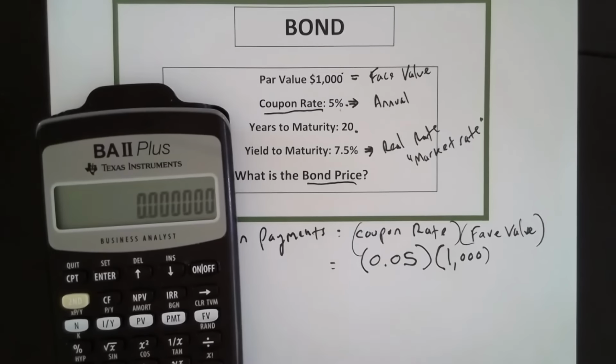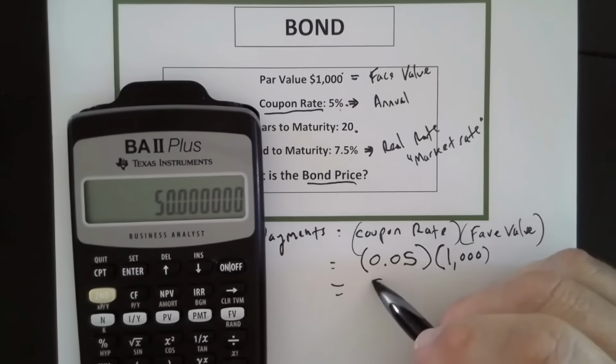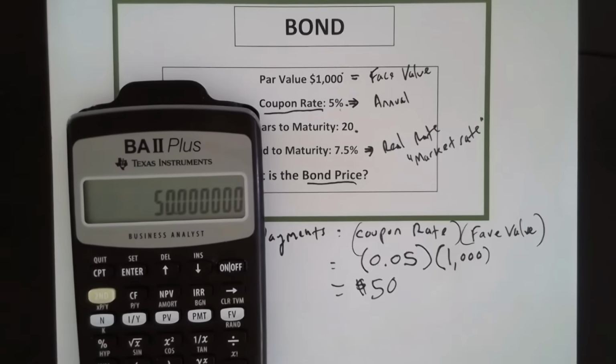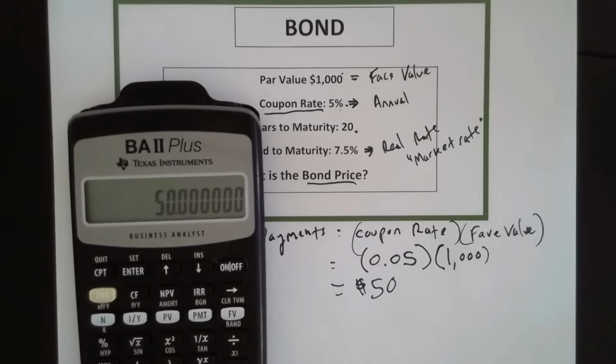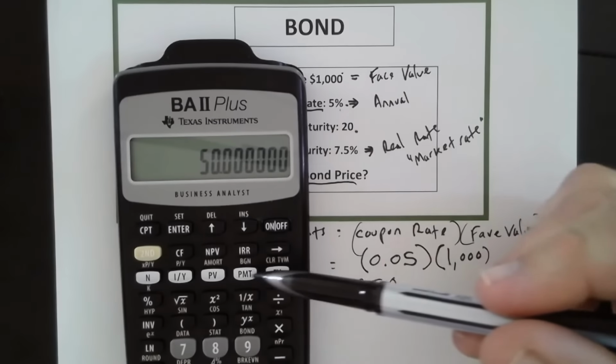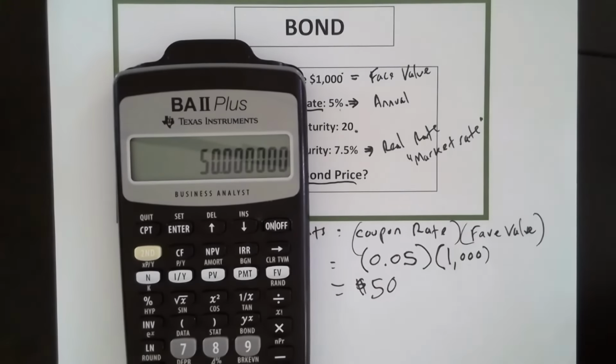So I'm going to clear this out, and some of you can do this in your head, but I'm just going to show 1,000 times 0.05 is going to be, the payments are going to be $50 per year. So the holder of this bond is going to get $50 sent to them every single year that they hold this bond. So we need to now use the financial calculator. We're going to focus on this white row here on the BA II Plus. This is what's going to do our time value of money calculations for this.